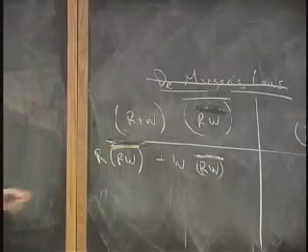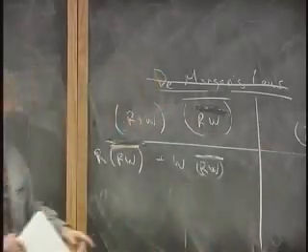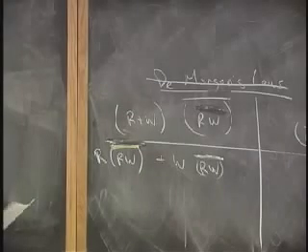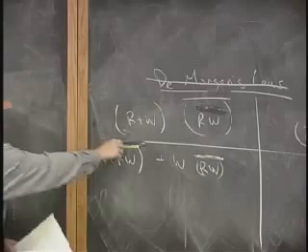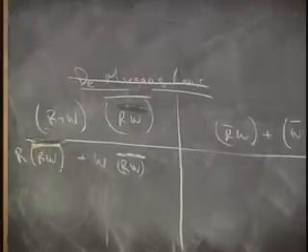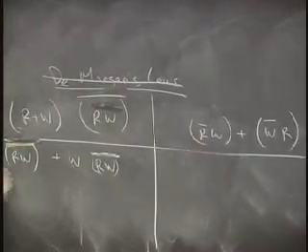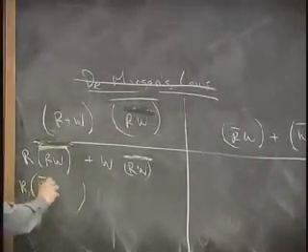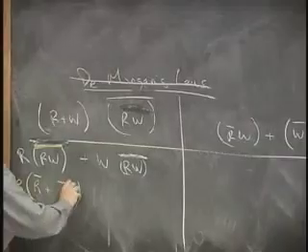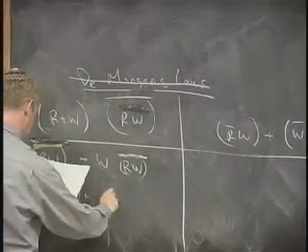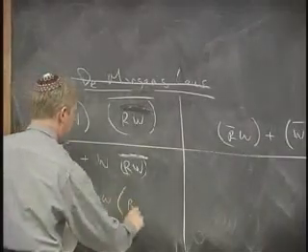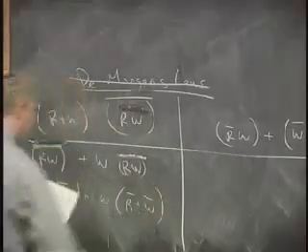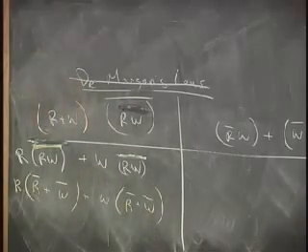What do I do next? I'm trying to get it to look like this. What do we do next? I'm going to push this not sign through here. What do I get when I push the not sign through there? Not R or not W. Plus, same thing here, not R or not W. Now what? I'm still not quite like that, but I'm getting really close.